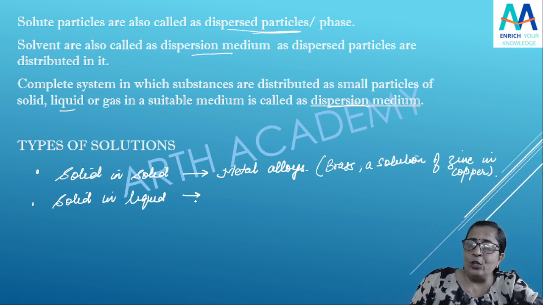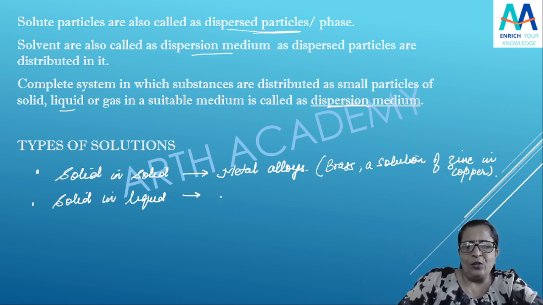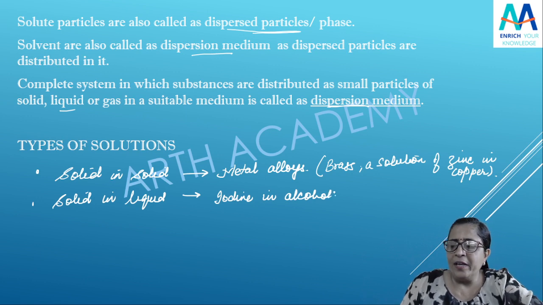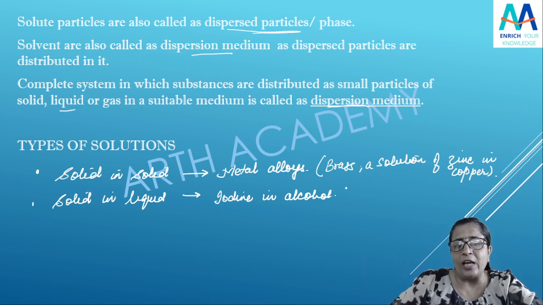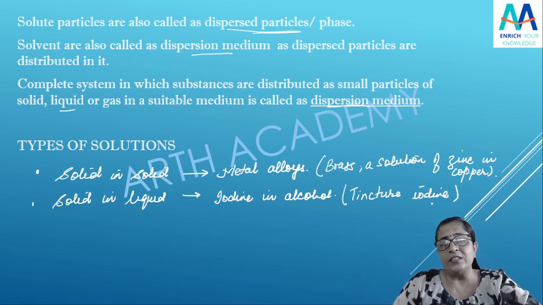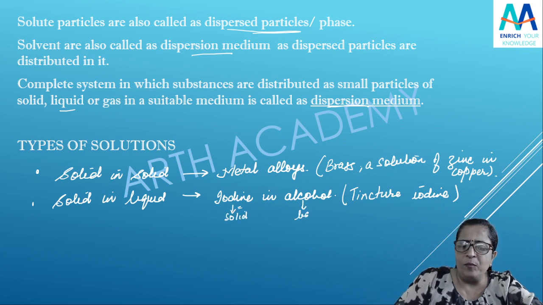We can take the solution of iodine in alcohol. Yes, solution of iodine in alcohol. If I am talking about iodine, students, it will be tincture of iodine. What is another name for iodine in alcohol? Another name is tincture iodine. Solution of iodine in alcohol is also called tincture iodine. You must have heard this name, right? So what is iodine here? Iodine is a solid and alcohol is in a liquid form.